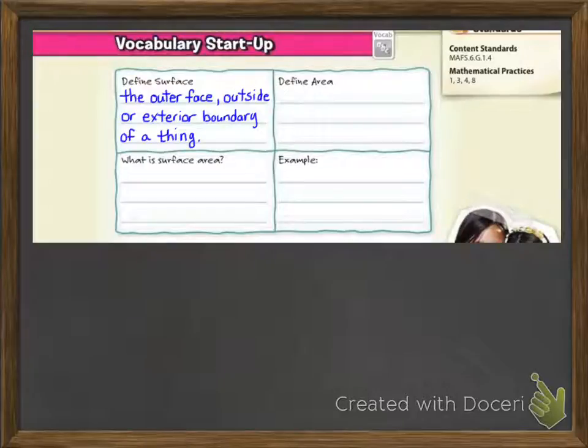All right, so let's go ahead and start with doing the vocabulary startup. So we need to figure out what the surface is. The surface is the outer face or the outside or exterior boundary of a thing. That's what I like to think of it as, the outside part, and the opposite would be the inside part. So think about a cereal box. The actual box, the outside part, is your surface. The Cheerios on the inside of that Cheerio box would be the inside part, so that's not what we're talking about when we're talking about surface.